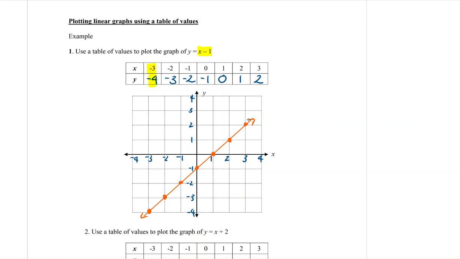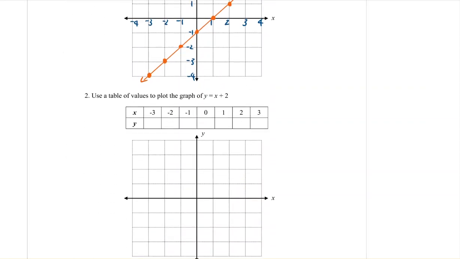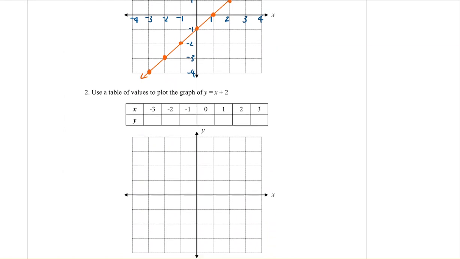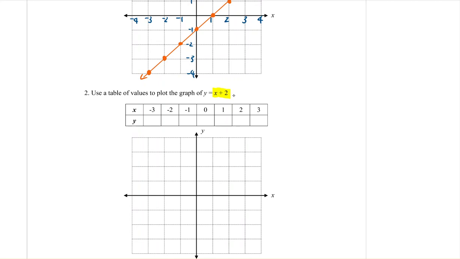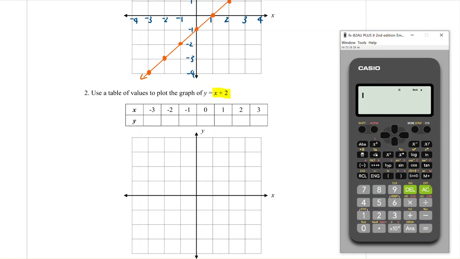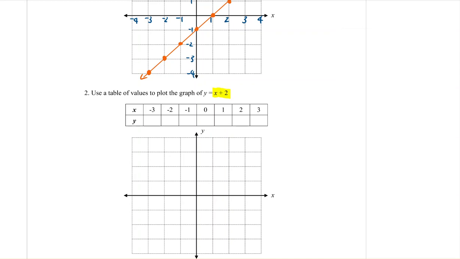Let's practice it again. Here is a new one. We can see the equation, y is equal to x plus 2. So that means for every x value, I have to plus 2. So let's see if we can find the pattern. My first x value is minus 3, and I need to plus 2. So that's negative 1.